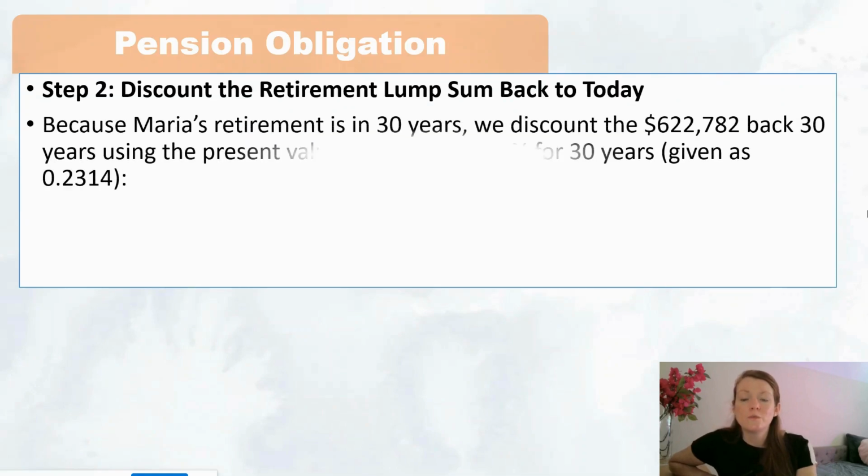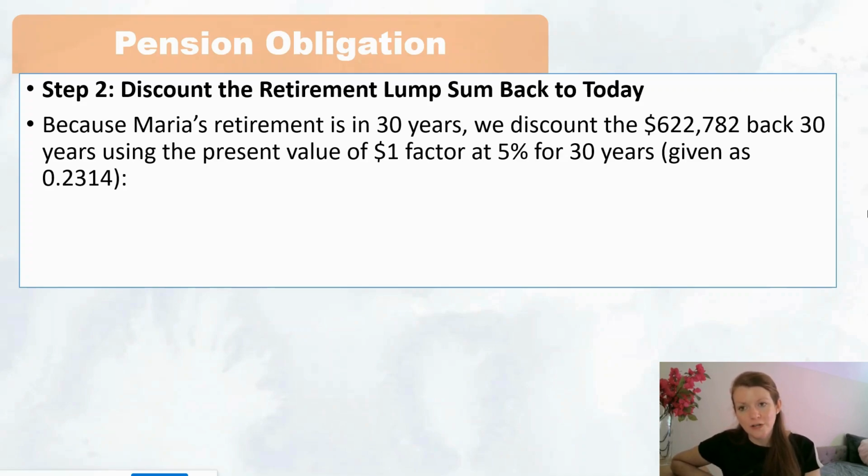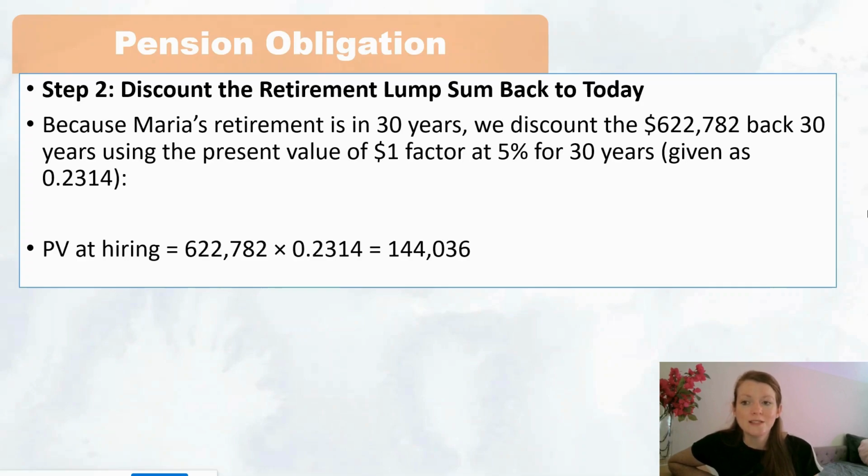So we're going to look at step 2. We've got that $622,782 that we need in 30 years. But then to figure out how much we need now, we're going to take the factor they gave us, just the present value of 30 years at 5%. We multiply the 622,782 times the factor they gave us that came from the PV table, the 0.2314. That means now we want to set aside $144,036. Then at 5%, it will grow into the 622. Then that will allow us to pay her $60,000 a year for 15 years.